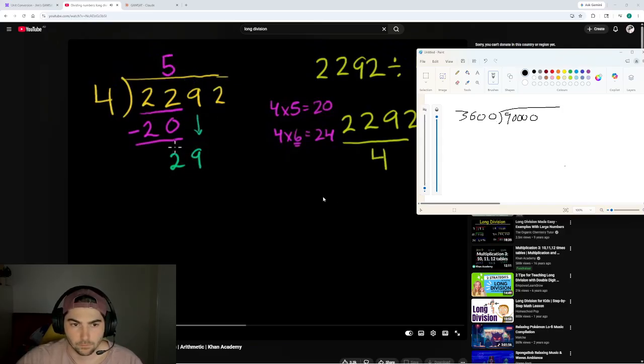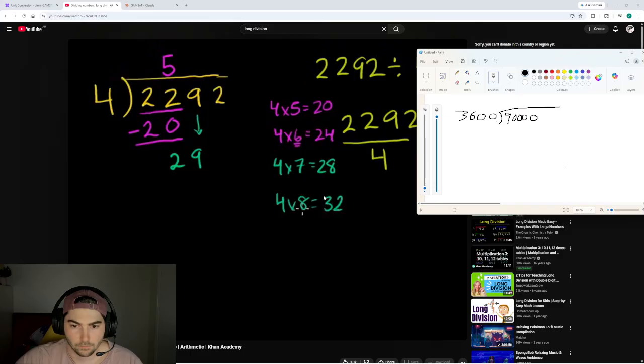So we brought down the 9. 4 goes into 29 how many times? It goes into at least 6 times. What's 4 times 7? 4 times 7 is 28. So it goes into at least 7 times. What's 4 times 8? 4 times 8 is 32. So it can't go 8 times, so it's going to go 7. 4 goes into 29 7 times. 7 times 4 is 28. 29 minus 28 to get our remainder for this step in the problem is 1.